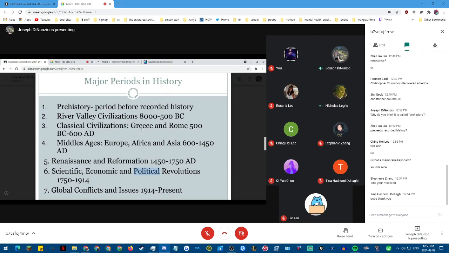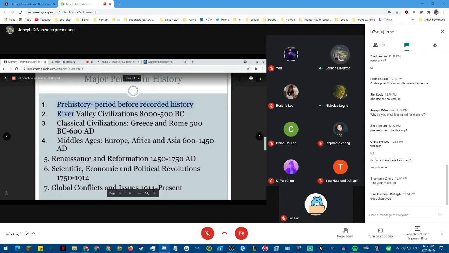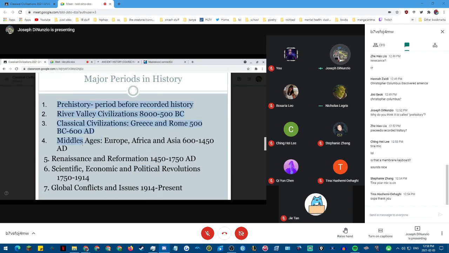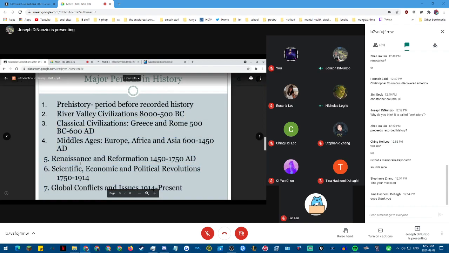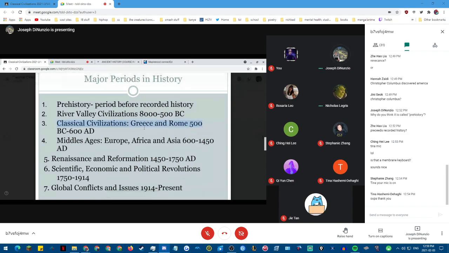Yes. So again, these are the major periods in history, more ways that you can categorize history and view and look at history, right? So again, we're going to be really focusing on numbers 1, 2, 3, 4, but mostly focusing on number 3, classical Civ, Greece and Rome. So this is going to be our main focus of study. But we're still going to start with 1, 2, and end with 4.